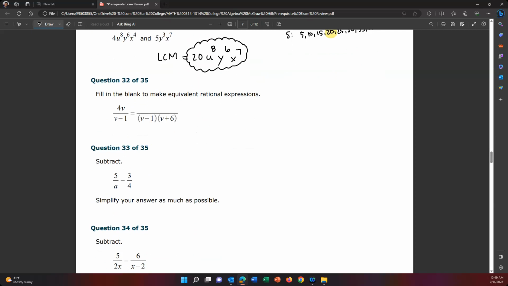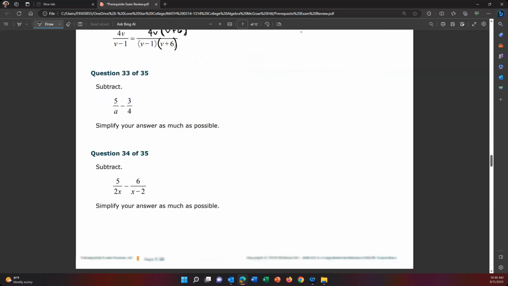But notice that in the denominator, we have now also multiplied by v plus 6. That means that the numerator must be 4v times v plus 6. I noticed that the denominator had been multiplied by this term, so the numerator must be multiplied by this term as well. All right, well, that's that.